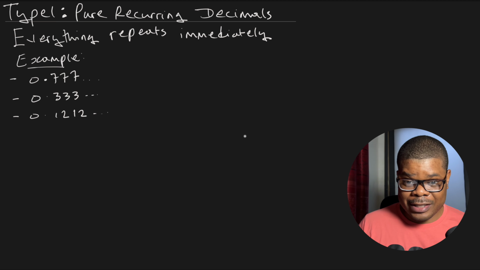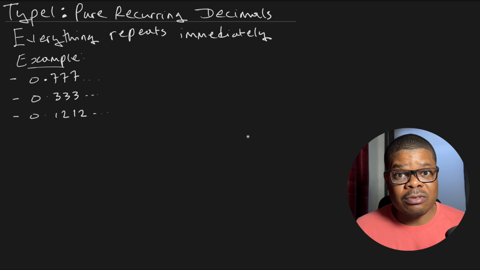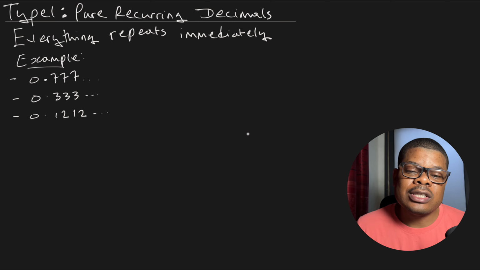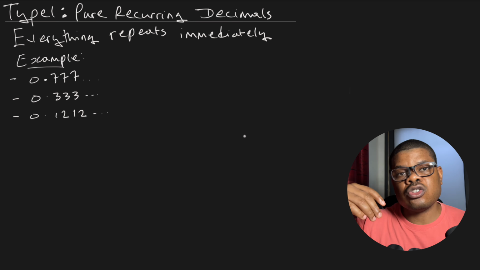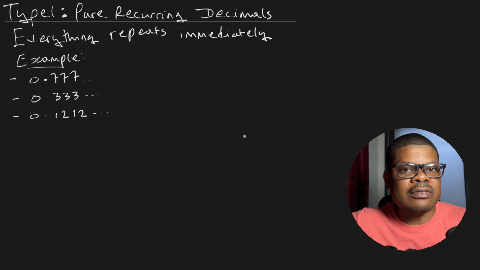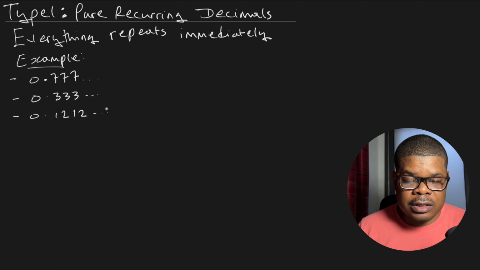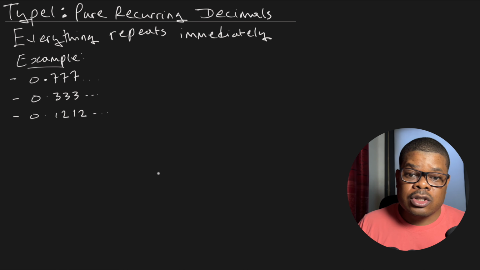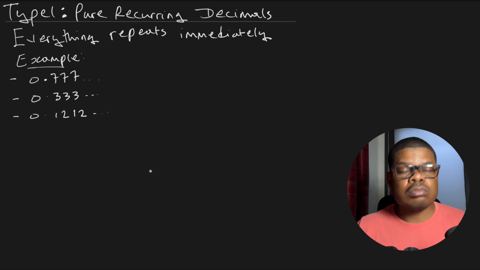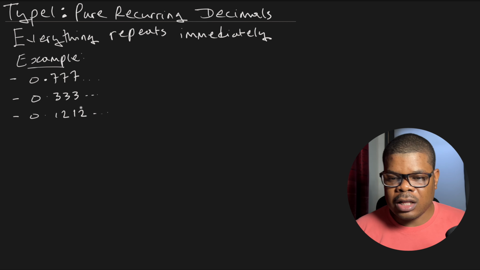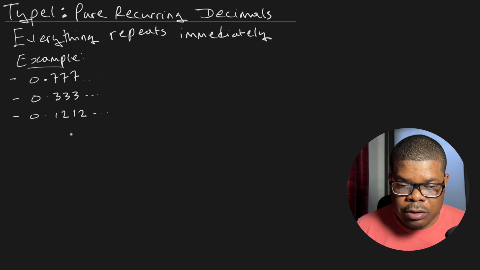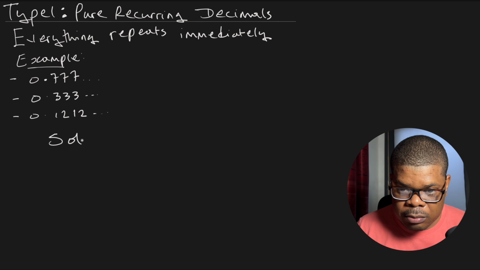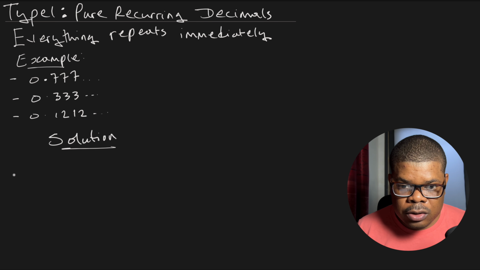We have the first example, which is 0.777... Now when you see the dots, it simply means that it continues, 77777 like that. The second one is 0.333 like that, and then we have 0.1212121212 like that. Okay, so let us start with the first one. So let me write my solution here.